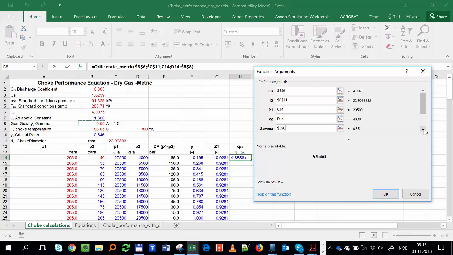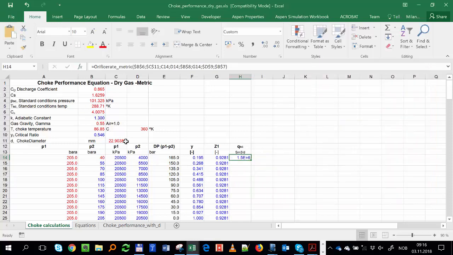Z1, T1, P1, P2. Z1 is this guy here. T1, it's in Kelvin, be careful, is this guy here. And that I should block. And K is not permeability, but the ratio between Cp and Cv, and it's this guy here. And then I block it and click enter. Okay, and I got 1.5 e to the 6.